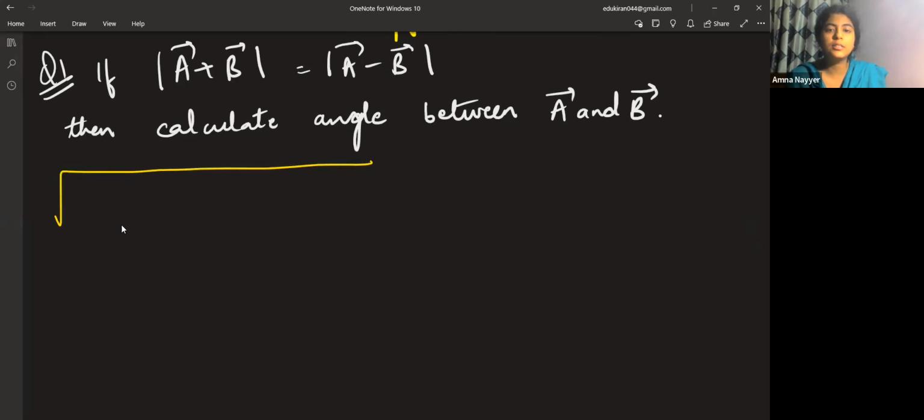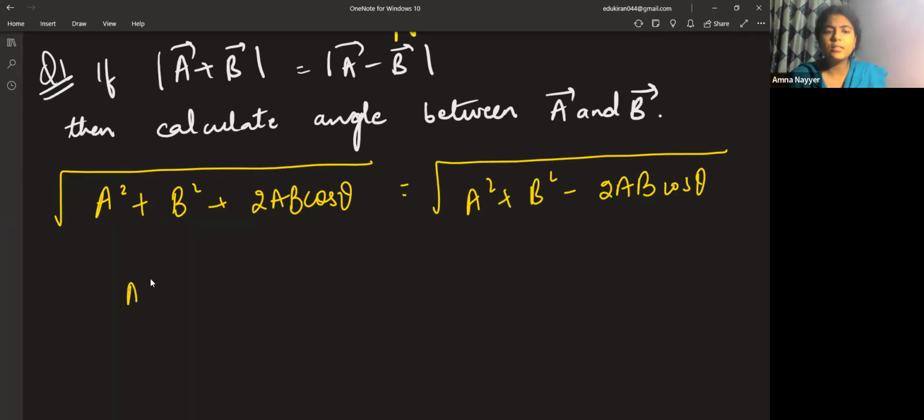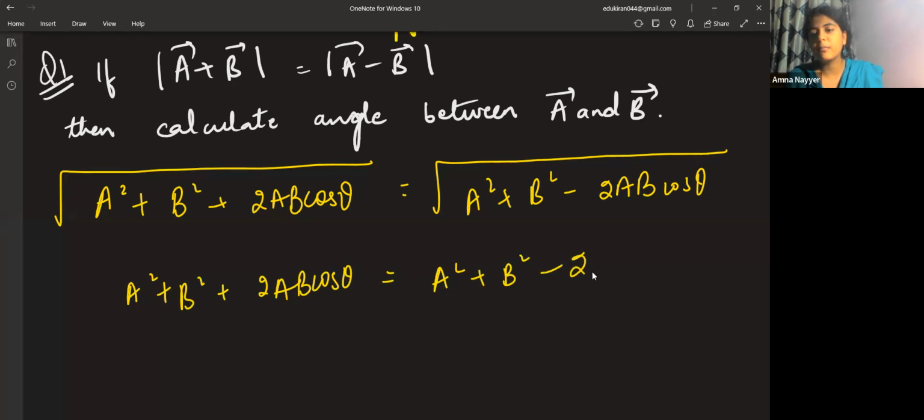So this is under root A square plus B square plus 2AB cos theta. This is given equal to the magnitude of A minus B, which we had also written: under root A square plus B square minus 2AB cos theta. See, the root will get cancelled. So we will be left with A square plus B square plus 2AB cos theta is equal to A square plus B square minus 2AB cos theta. A square and B square will get cancelled. If 2AB goes to the other side, this becomes 4AB cos theta is equal to 0.